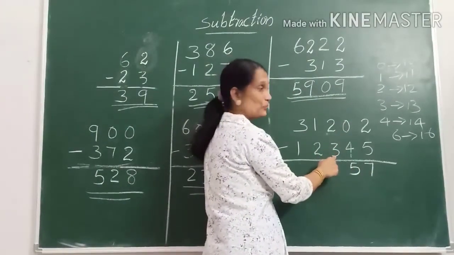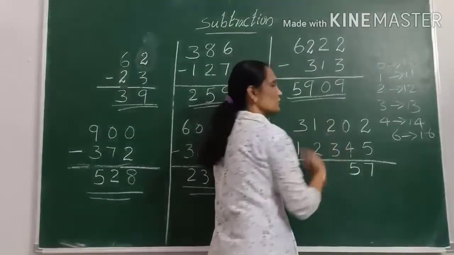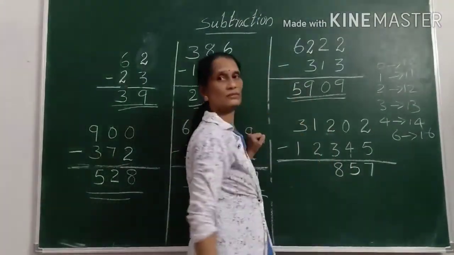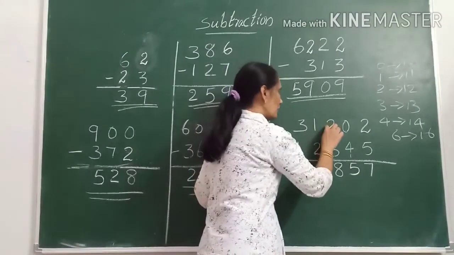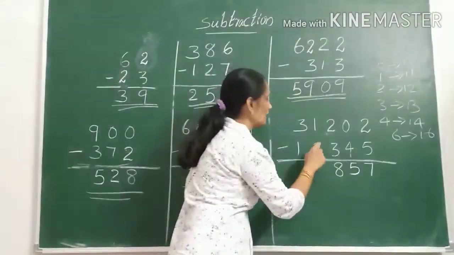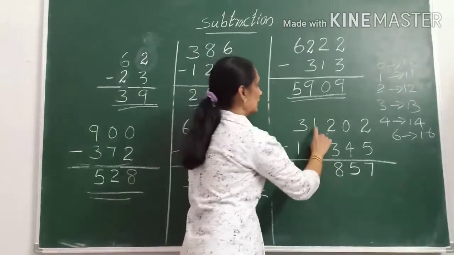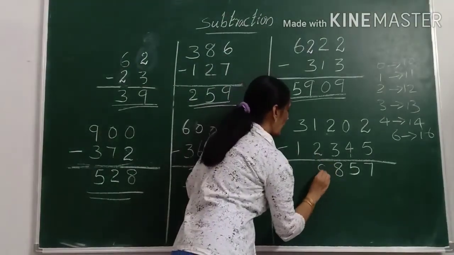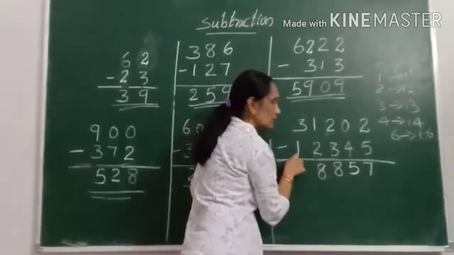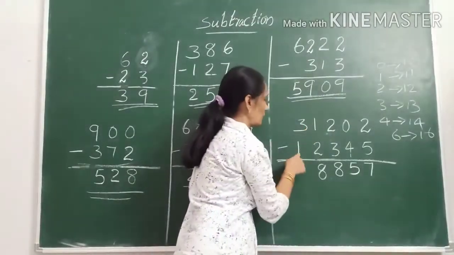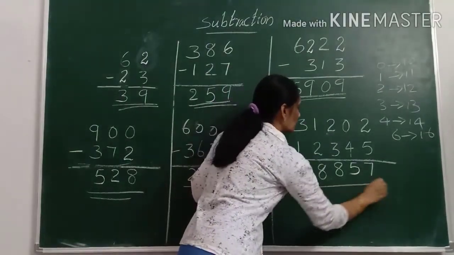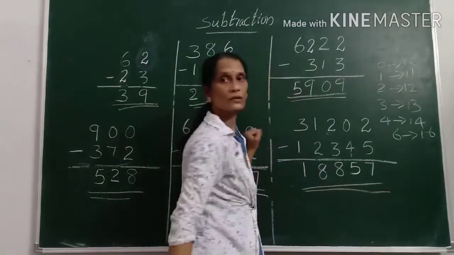3 plus 1, 4. 4 plus how much is 12? 4 plus 8 is equal to 12. Okay, again that 1 will be considering here. 2 plus 1, 3. 3 plus how much is 11? 3 plus 8 is 11. Okay, that 1 we will consider here again. 1 plus 1, 2. 2 plus how much is 3? 2 plus 1 is 3. Okay.